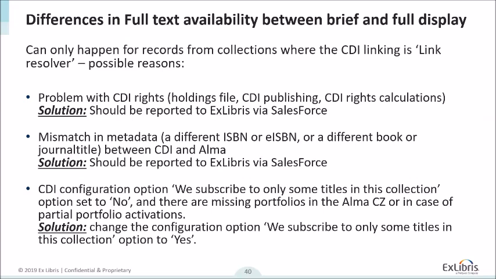That publishing profile makes sure that all the activations in Alma are published to CDI, and CDI picks that up, harvests this information, and does what we call our CDI rights calculations. That's sometimes an issue. Maybe there's a problem with the publishing of these activations in Alma to CDI. And the only thing you can really do here is to report this problem to Ex Libris.